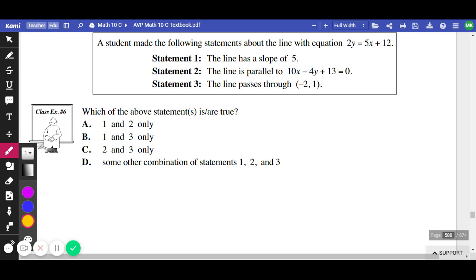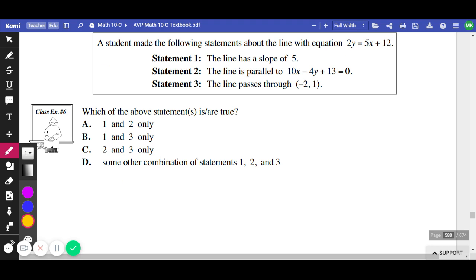So it says a student made the following statements about the line of the equation 2y equals 5x plus 12. Here's the 3 statements. Statement 1, the line has a slope of 5. Statement 2, the line is parallel to this line. Statement 3, the line passes through negative 2, 1. We have to decide which statements are true.